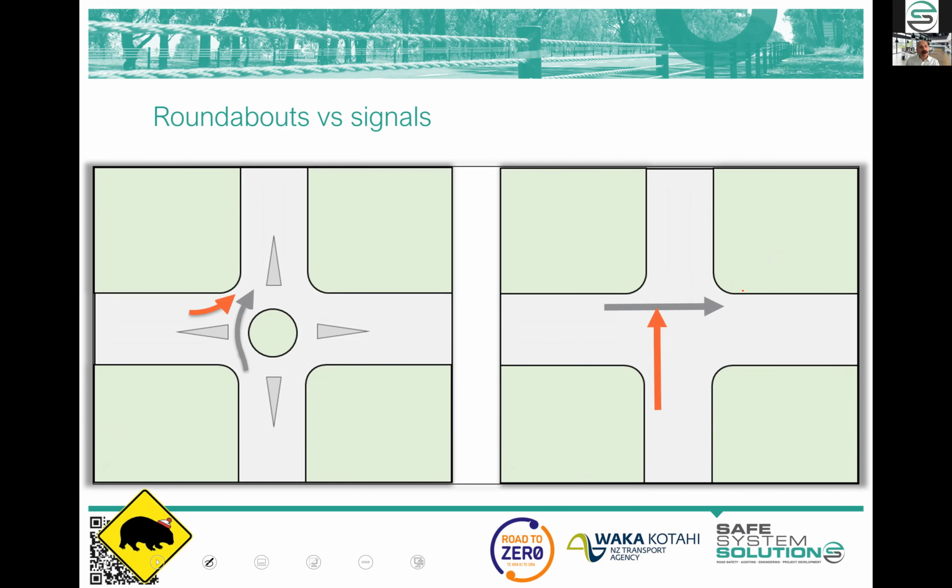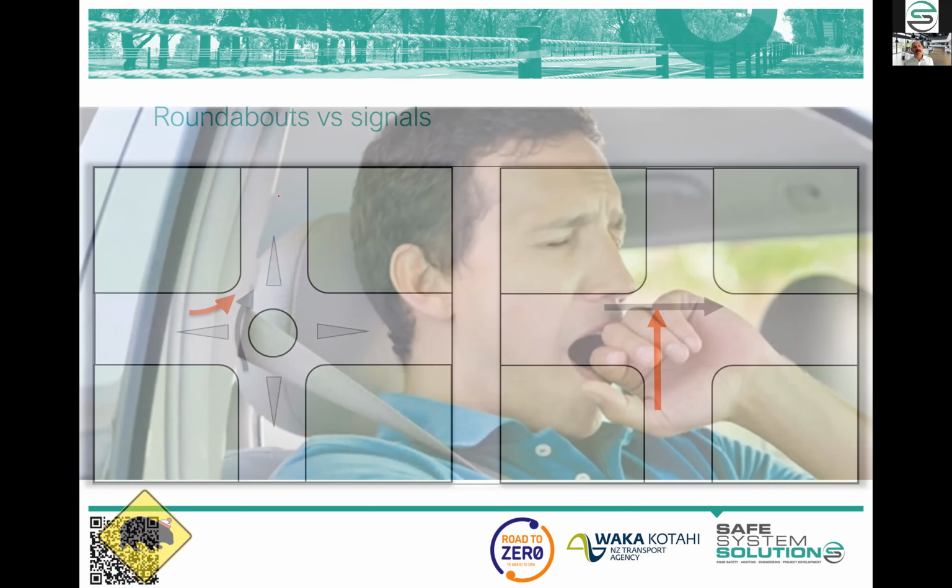The angle of crash is really friendly at a roundabout and really unfriendly for some of the crashes that happen at signalised intersections. We have a very square right angle crash at intersections with signals, but you see this nice sort of bounce-off style crash at roundabouts. So there's a wonderful one.